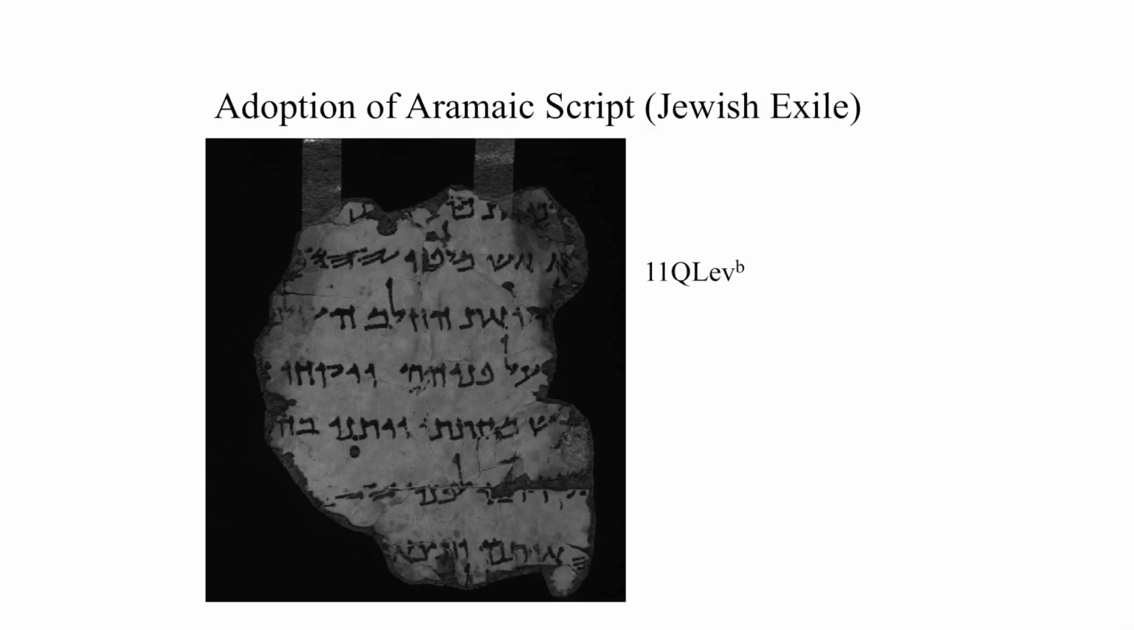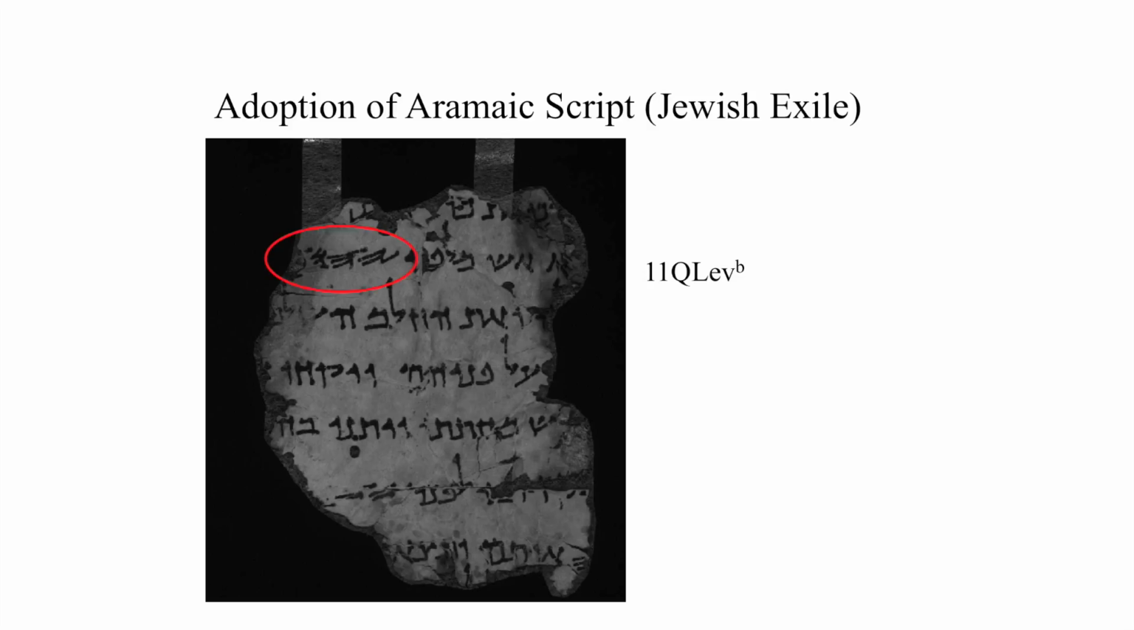As you can see from this copy from Cave 11 of the Dead Sea Scrolls, 11Q Leviticus B, the Aramaic script has now replaced the Paleo-Hebrew script in the recording of these ancient texts, with the exception of one word.